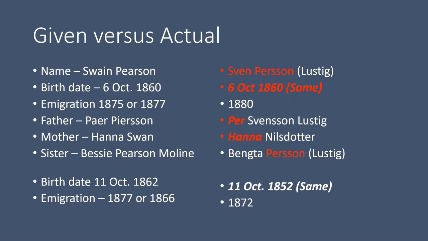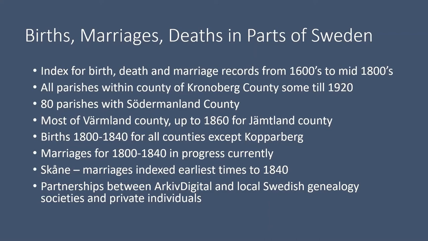Okay, now we're going to look at birth, marriage, and deaths. So we're also indexing by name the birth, marriage, and death records within the church books. And the goal is right now we have indexed for the 1600s up until the late 1800s or 1900. That's what the goal is for all of Sweden.